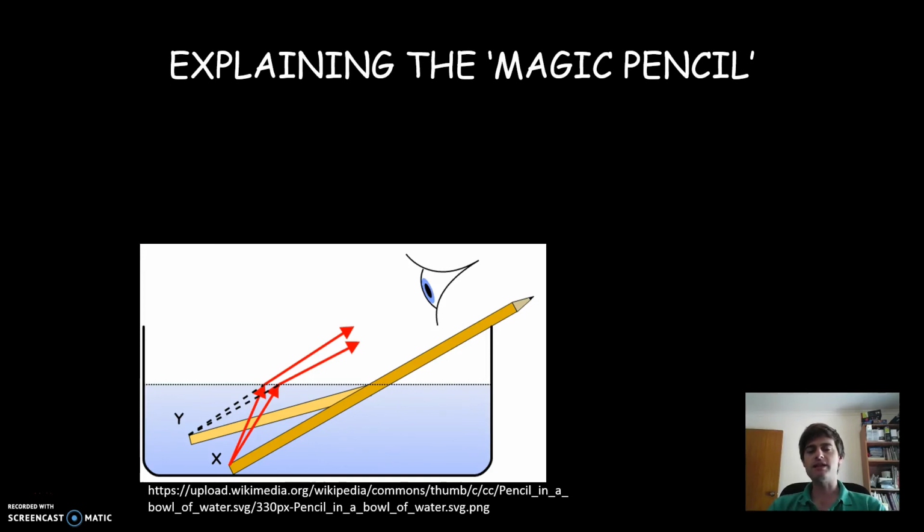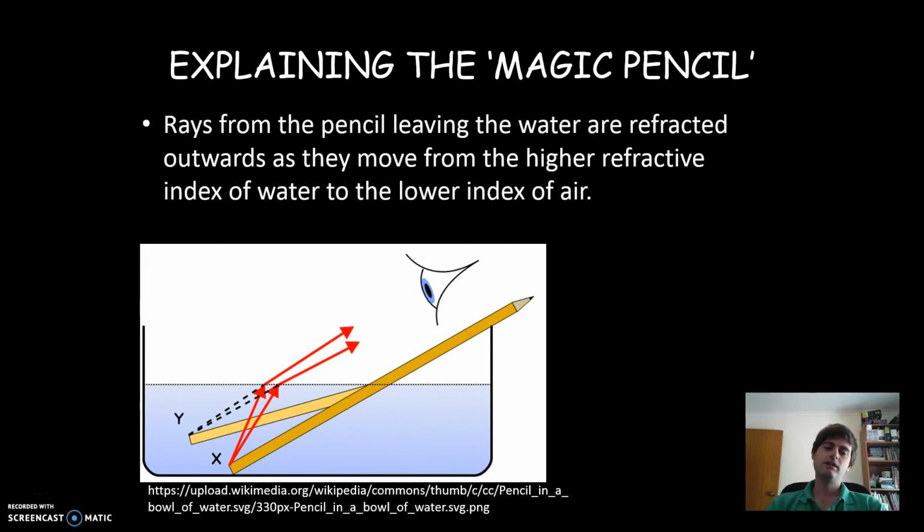Now that we know this, let's have a quick look at trying to explain that little magic pencil illusion we saw at the start. What's happening here is that the rays of light from the part of the pencil that's immersed in water pass out of the water and into the air. Because they're going from a higher refractive index to a lower one, they will be bent outwards. When they're picked up by our eye, our eye is assuming that the light has traveled in straight lines to get to it, because that's how things normally work. Light rays travel in straight lines.